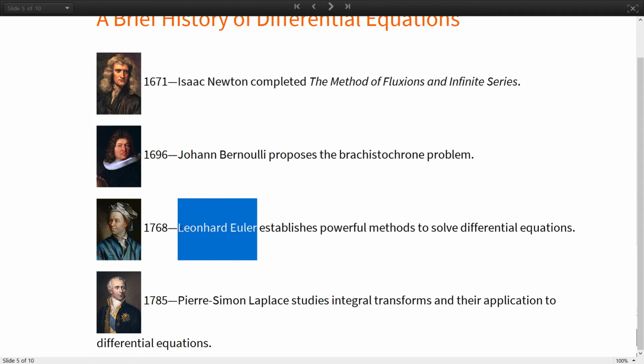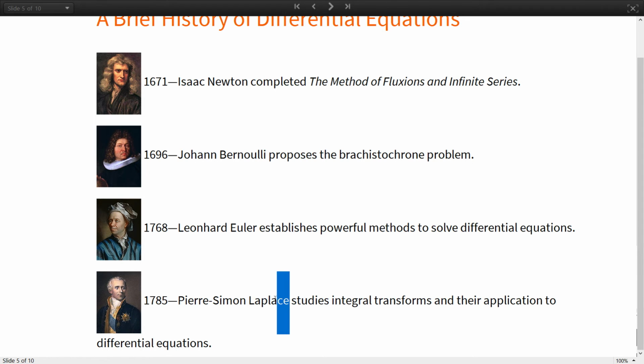In the 18th century, Euler established powerful methods for finding the solutions to certain types of differential equations. We will discuss the methods of Euler towards the beginning of this course. Later in the 18th century, Laplace studied integral transforms and how to use them to cast a differential equation into an algebraic equation involving the transform. In this course, we will make extensive use of the so-called Laplace transform to solve a wide range of differential equations.